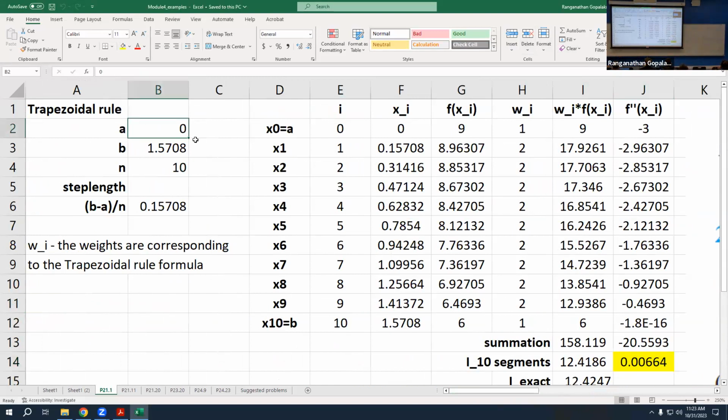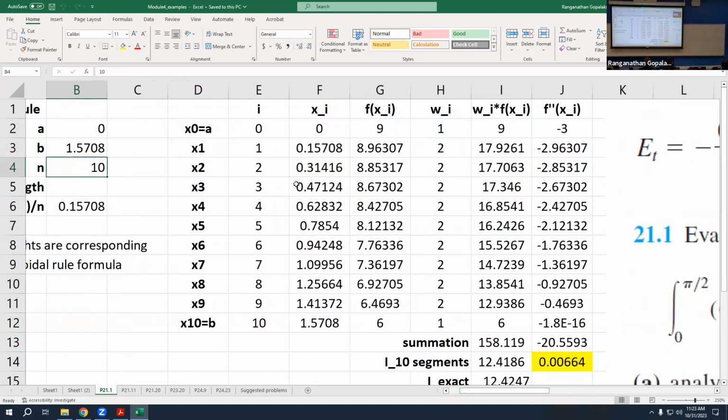So the starting point is a, which is 0 in this case, and the upper limit is pi by 2, or 1.57 to 4 decimal points. And then we are going to do six segments, or first we'll see the solution for 10 segments, and you get the values of x starting from 0 all the way to 1.57. So that is divided into 10 segments or 11 points. So 0 to 10 is 11 points.